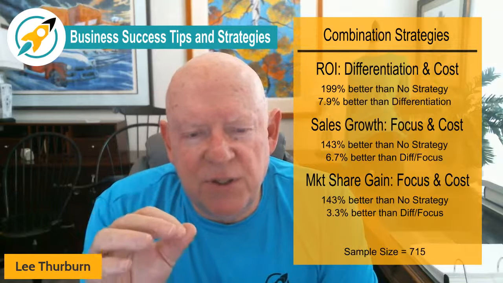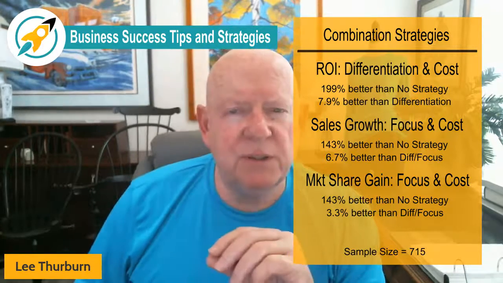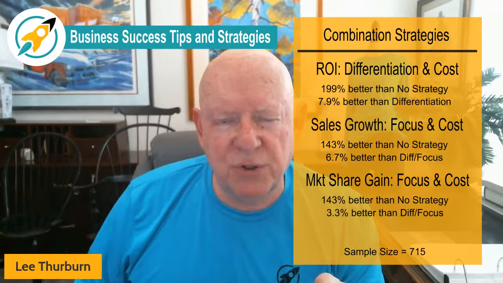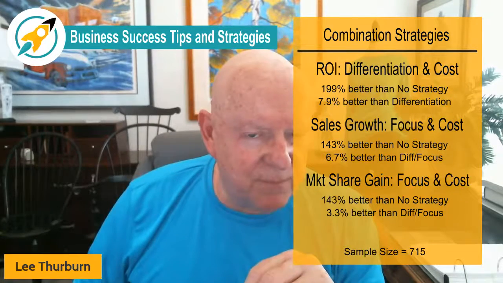And the companies that had a combination differentiation and cost strategy had almost 8% better return on investment on average than companies that had a differentiation only strategy. So the differentiation only strategy was the pure play strategy that had the highest return on investment. But a combination of differentiation and overall low cost actually beat a pure play differentiation strategy by about 8%.